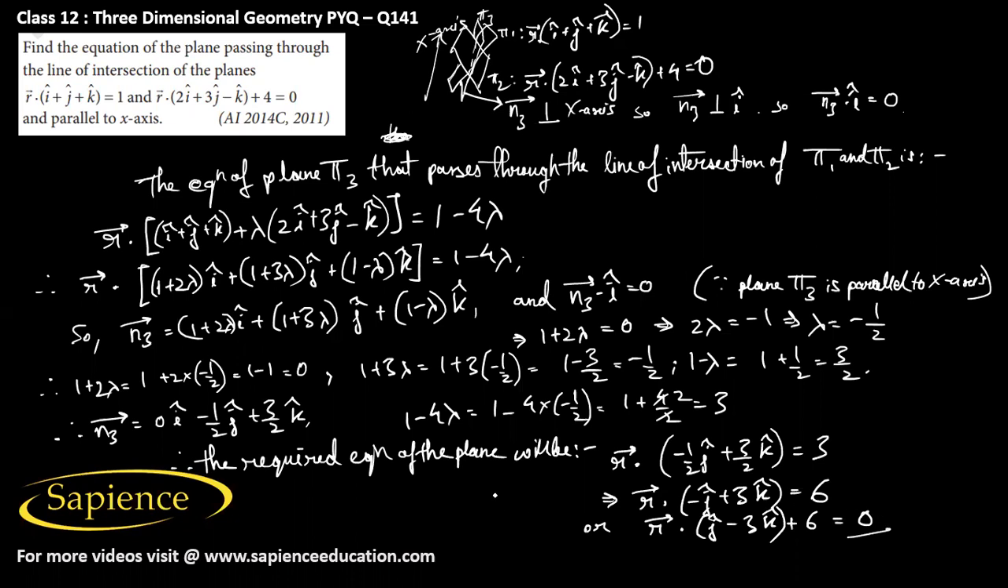So this is the required vector equation of the plane. And if we want the Cartesian form, that would be y minus 3z plus 6 equal to 0. This is the required Cartesian equation of the plane, and this is the required vector equation of the plane. So this is the final answer. Thank you.